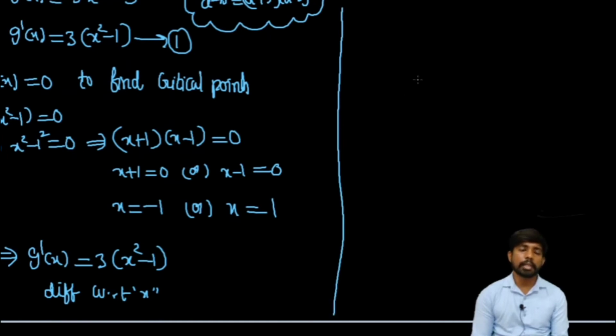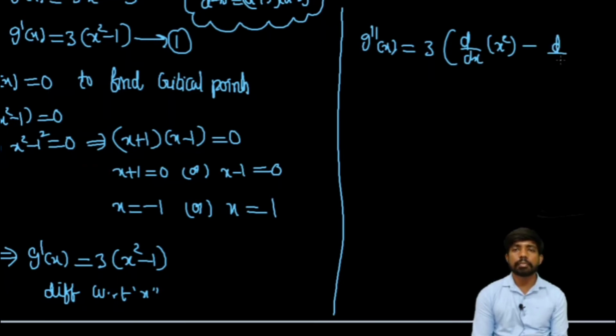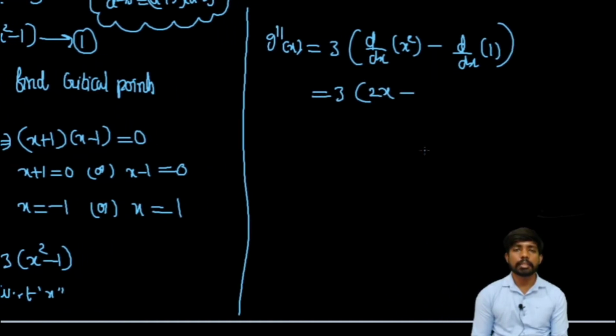So g double dash of x is equal to 3 times the differentiation of x square minus the differentiation of a constant. 3 times the differentiation of x square is 2x, and the differentiation of minus 1 is 0. So 3 twos are 6 into x. This is the double differentiation.